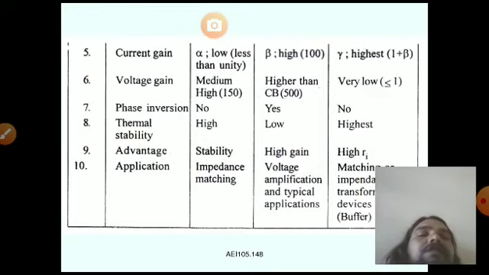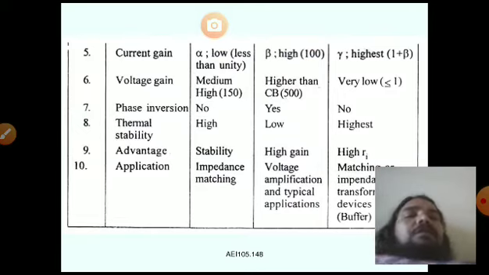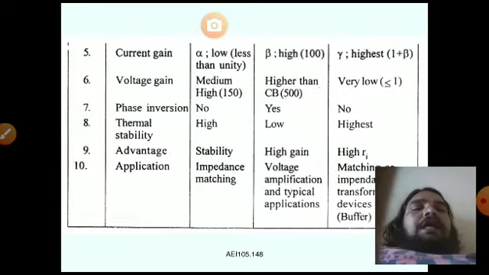Next, eighth one is thermal stability. Thermal stability in common base configuration is high. Next, thermal stability in common emitter configuration is low, and thermal stability in common collector configuration is highest.